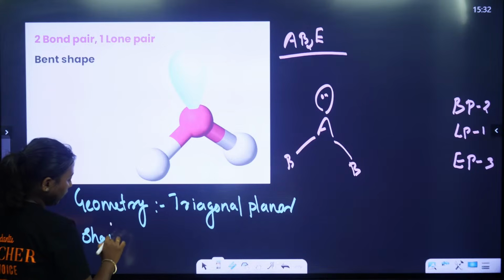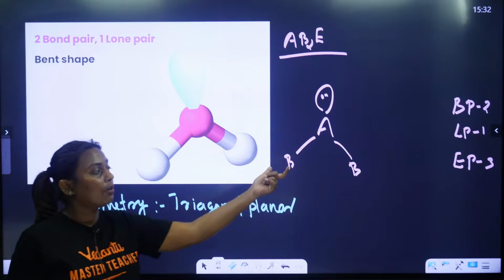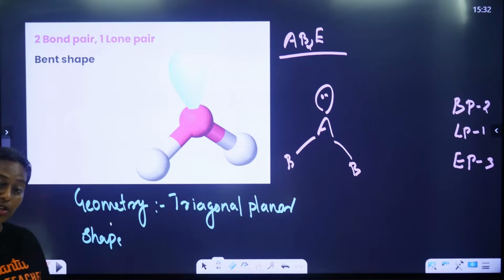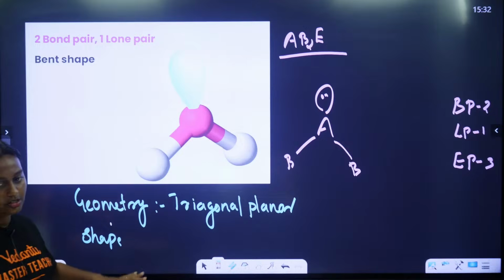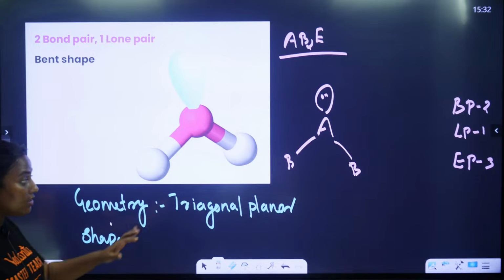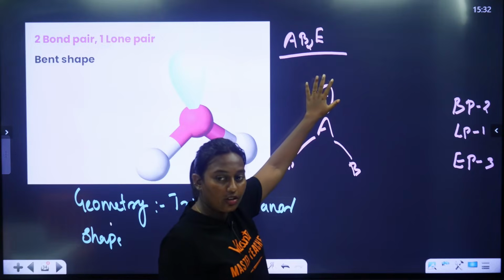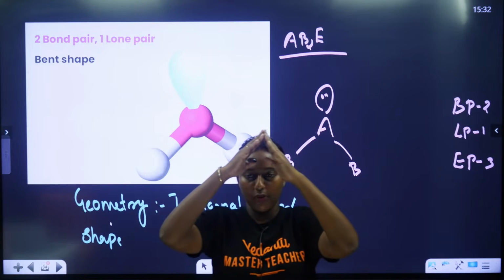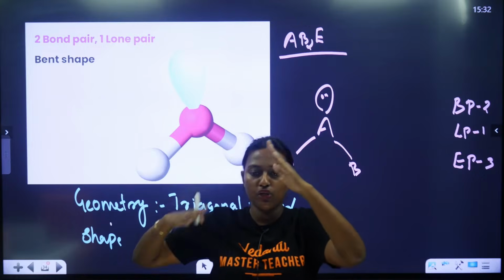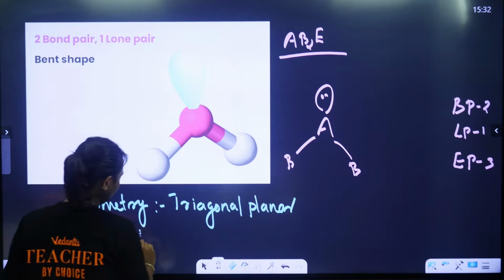What is the shape? Here the shape is different. Why? Because here lone pair is present. So lone pair is present means shape is different. So tell me what is the shape? Shape and geometry is different. Here you can see, we can ignore this lone pair. If you are ignoring this lone pair, you will get this type of shape. This is a bend shape. So the shape is actually bend shape.